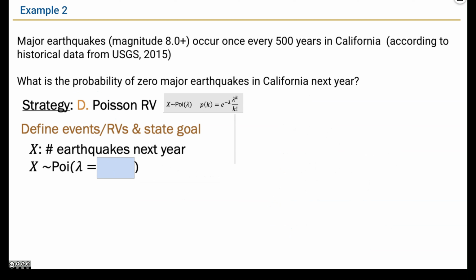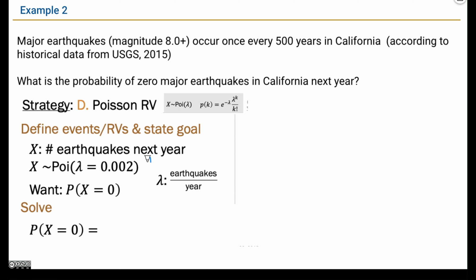All right, so here I'm going to let x be the number of earthquakes just next year. And so lambda then needs to be the average number of successes per unit time, and we can see my unit time here is going to be years. So we showed on the previous that that's going to be the same as 1 over 500, so that's what I have here. I want the probability that x is equal to 0.